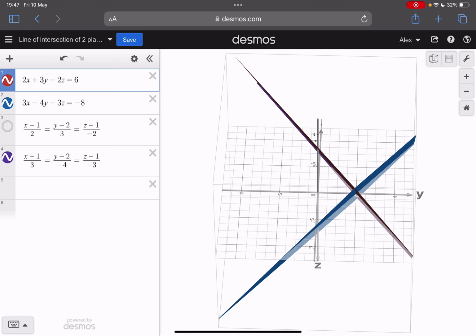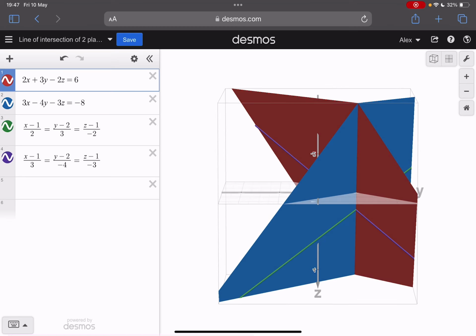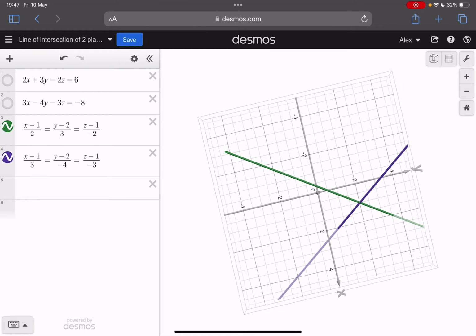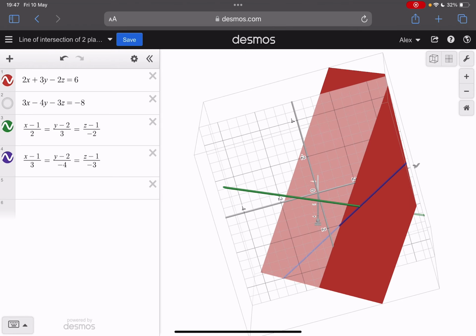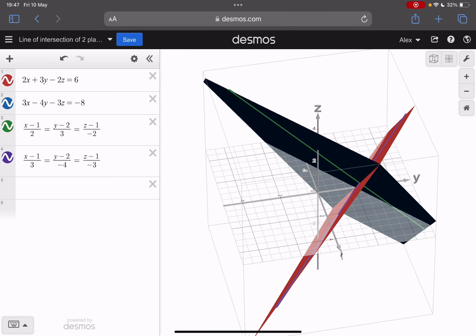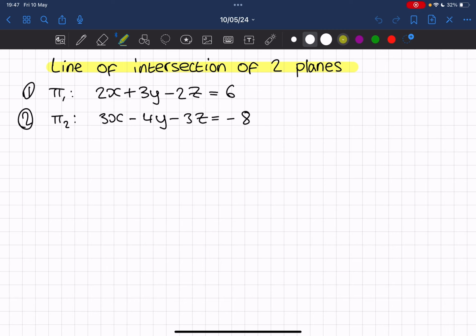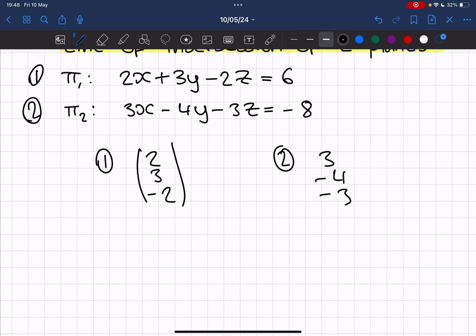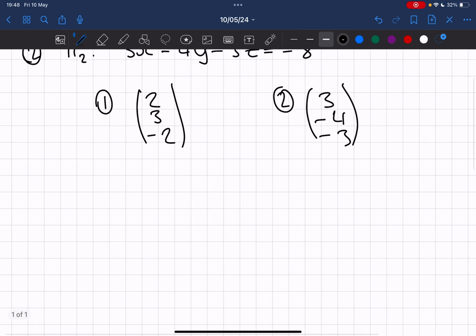I'll bring in the plane normals to make it easier to see. But if you just found the line perpendicular to both of the normals, that would give you the line of intersection. This information gives us a way to go forward. So I'm going to extract the two direction vectors and find the normal direction vector, of course, quickly using the cross product.